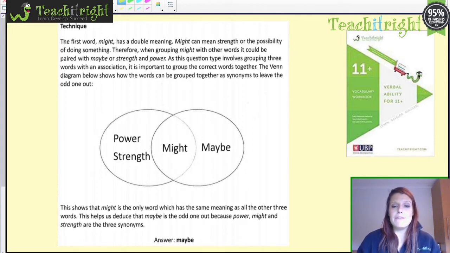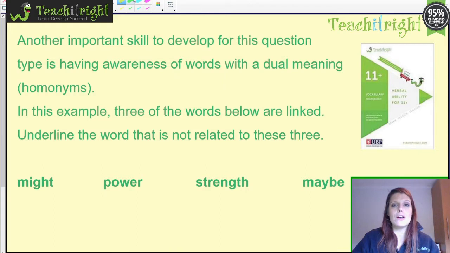So as you can see in the Venn diagram, we've sorted them out. Power and strength on one side, maybe on the other. Might goes in the middle because it has a dual meaning and can fit in both categories. So might has the same meaning as all the other 3 words. Therefore, maybe is the odd one out because power, might and strength are synonyms of each other.